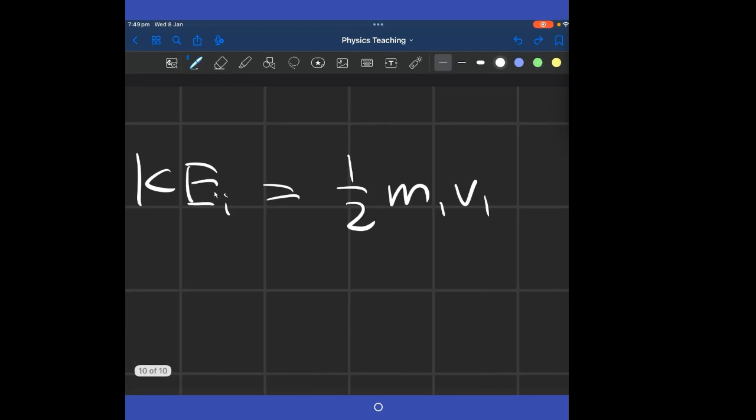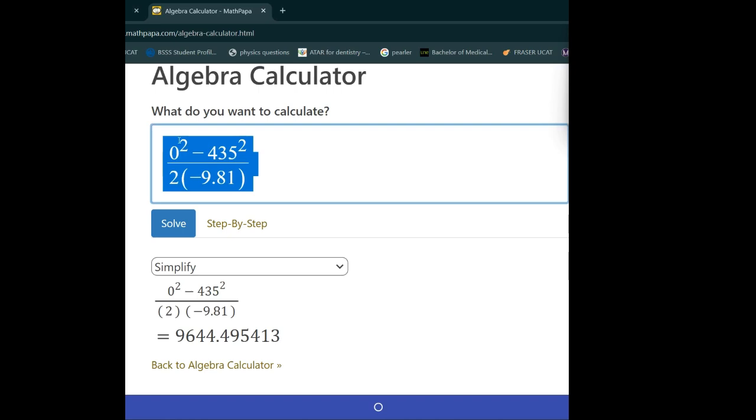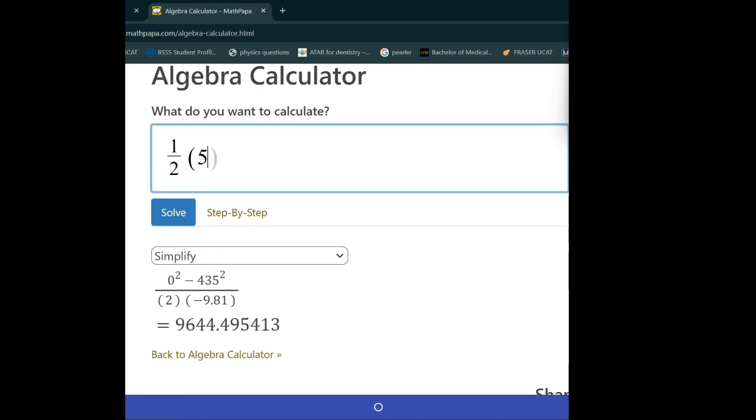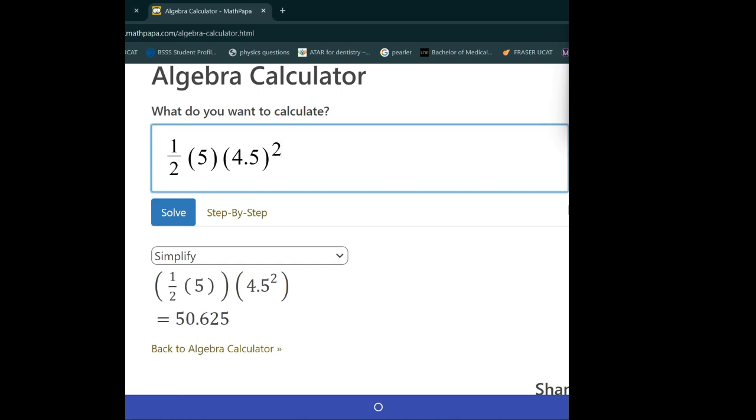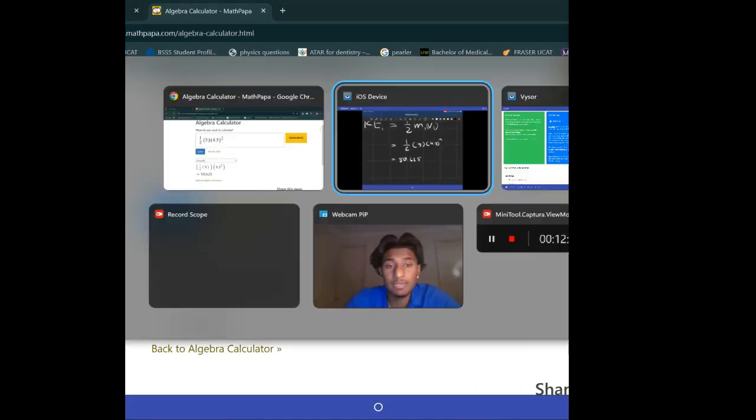So it's going to be half times 5, and then squared, by the way, gotta have the square, and it's 4.5 squared. So the initial kinetic energy is going to be, let's just use a screen calculator to help out you guys. 1 on 2, 5, 4.5 squared, 50.625. This is the initial kinetic energy. Now we're going to solve the final kinetic energy.